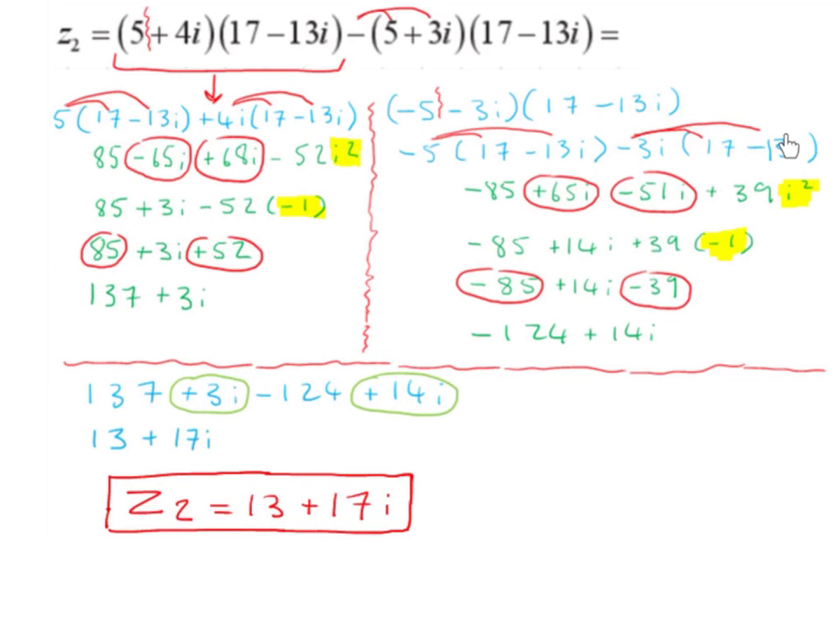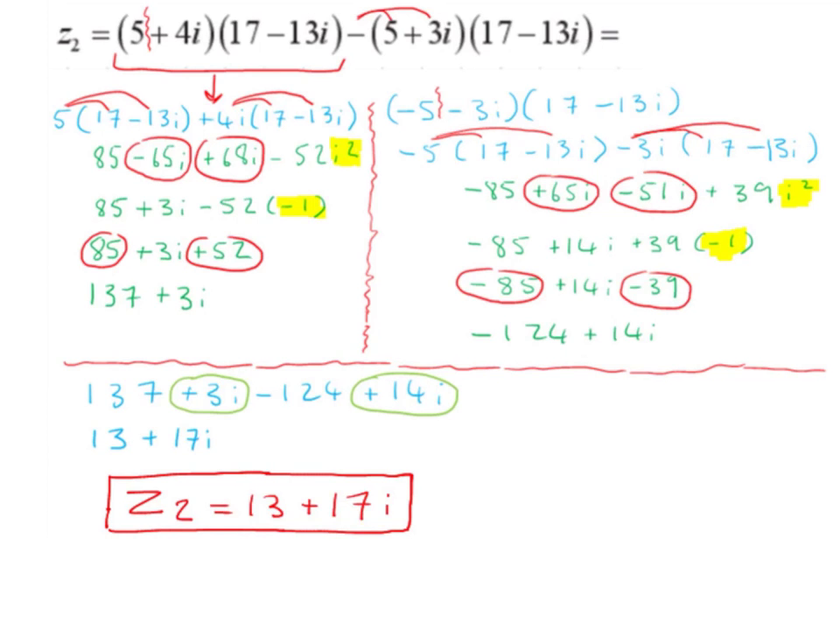Then minus 3i by 17 is minus 51i. And minus 3i by minus 13i is plus 39i squared. So minus by minus is a plus, be careful with that, and i by i is i squared. Bring down the minus 85, plus 65i minus 51i is plus 14i. And then i squared becomes minus 1 with brackets around it. Make sure you've got brackets around it.